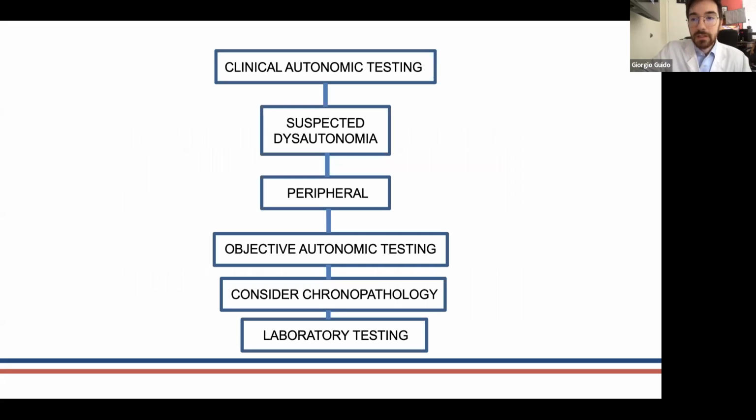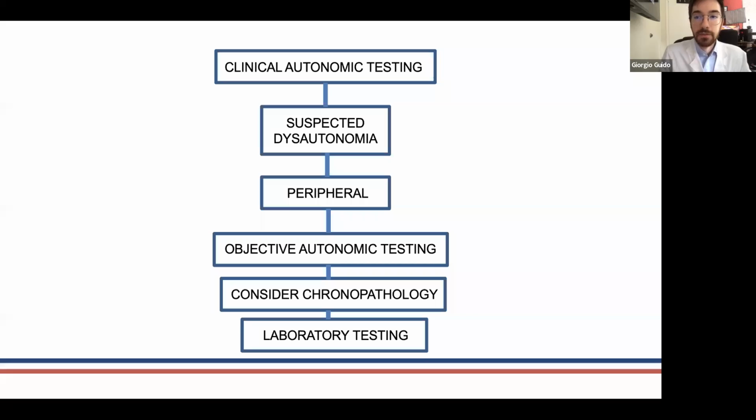So if we go back to the approach I presented in the first slide, here we assessed clinically the dysautonomia of the patient. We then assumed that it was a peripheral cause because he had tingling and burning pain in his feet. So the cause was peripheral. And then we did objective autonomic testing. We can also consider the chronopathology of disease. So for example, this patient had a subacute onset of symptoms. So we can think about paraneoplastic or autoimmune conditions.